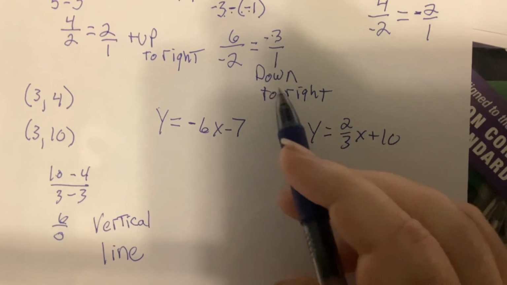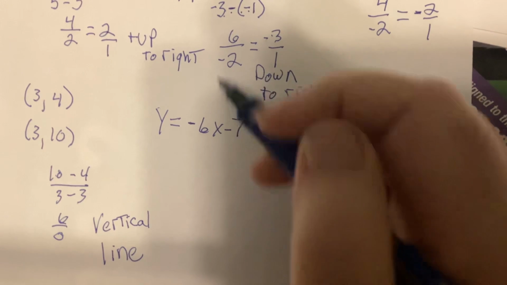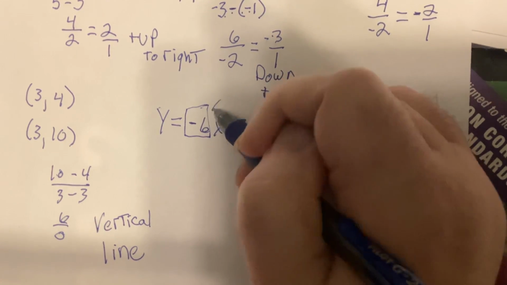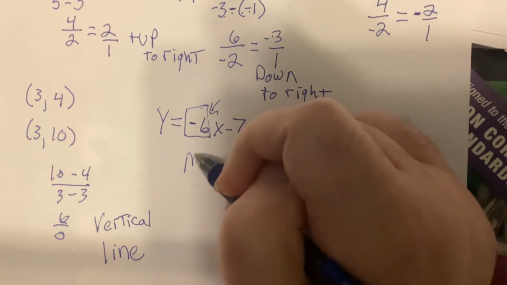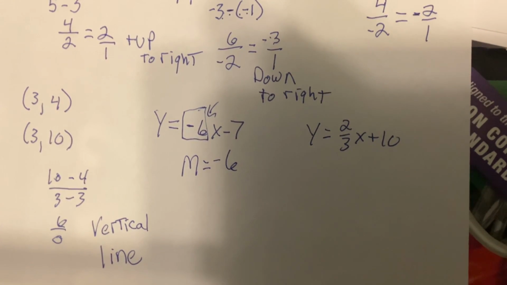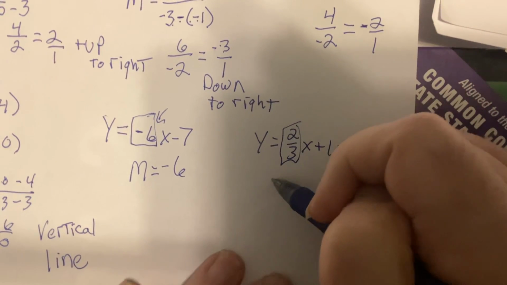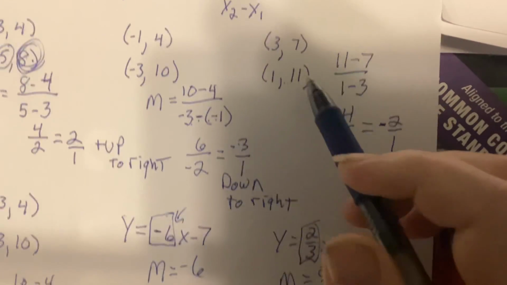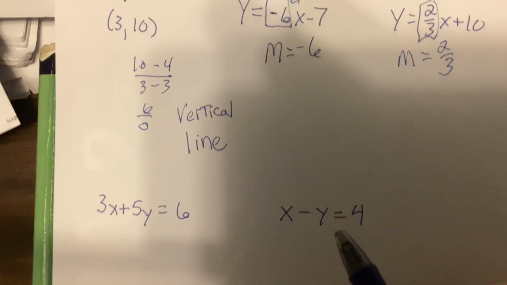Now, the reason they made slope the definition they did, changing y over changing x, is because when you solve for y, the number times x will always be your slope. So in this case, slope is -6. Isn't that easy? So here, slope would be 2/3. Because of the way they defined it, changing y over changing x. Makes life a lot easier.